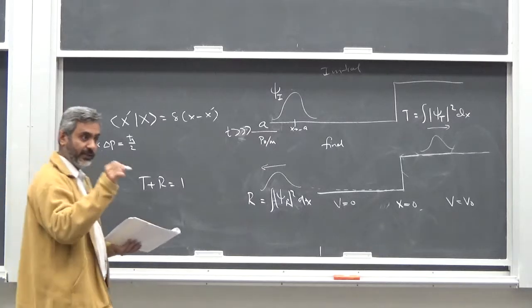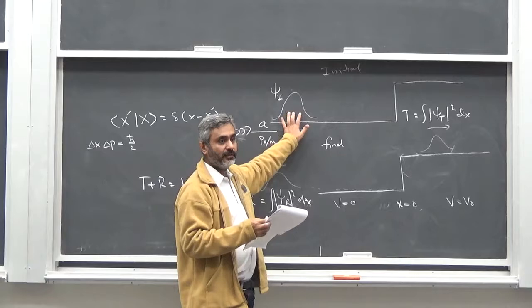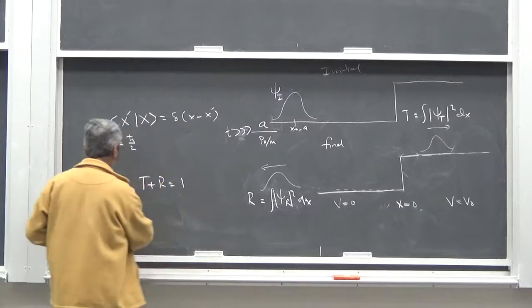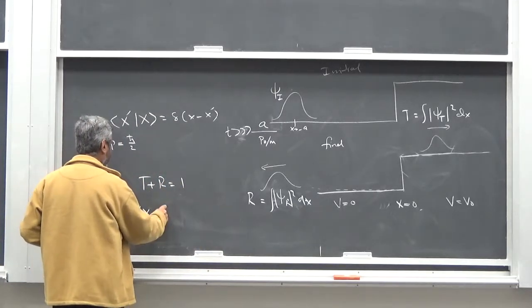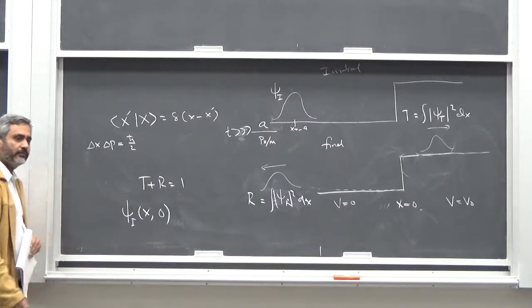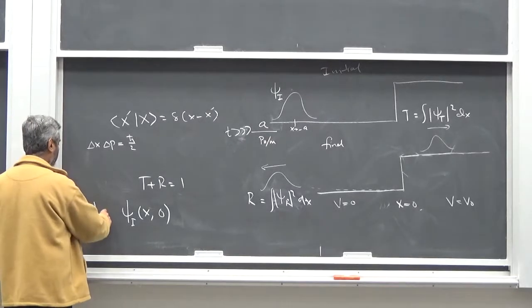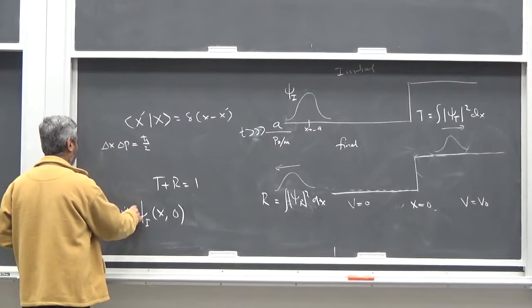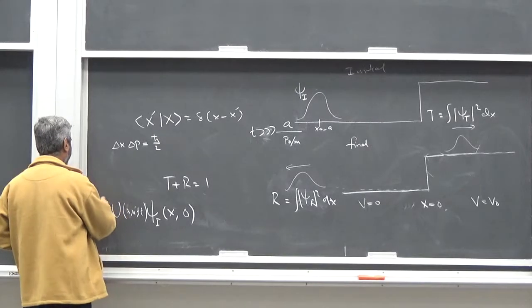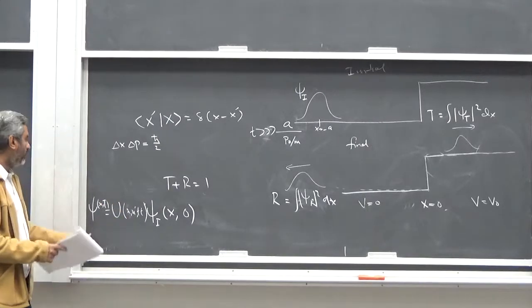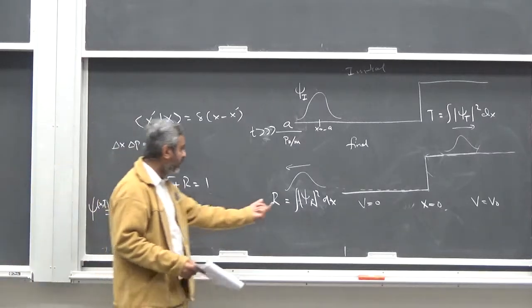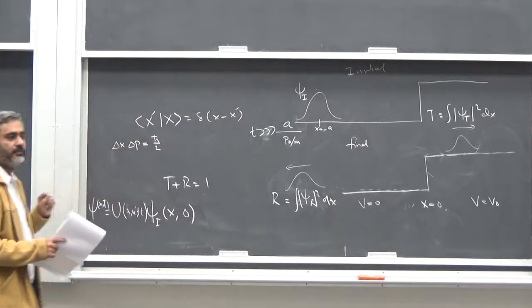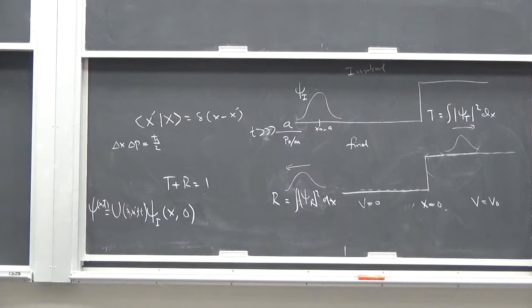You're given an initial state, which is this. You know how to evolve this in time. You're given psi I. Psi I is a function of x at time t equal to 0, right? And then you work out U(t, x', t'), apply that, and then you get psi of x of t. And for psi of x of t, you try to identify these two pieces for t very large. Does that make sense?